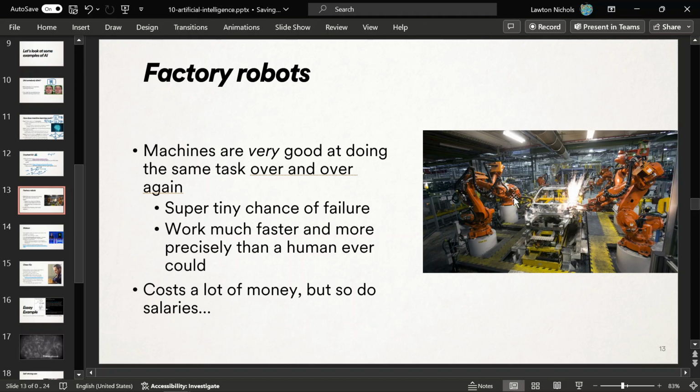And the only issue is, they cost a lot of money to build a purpose-built factory robot.